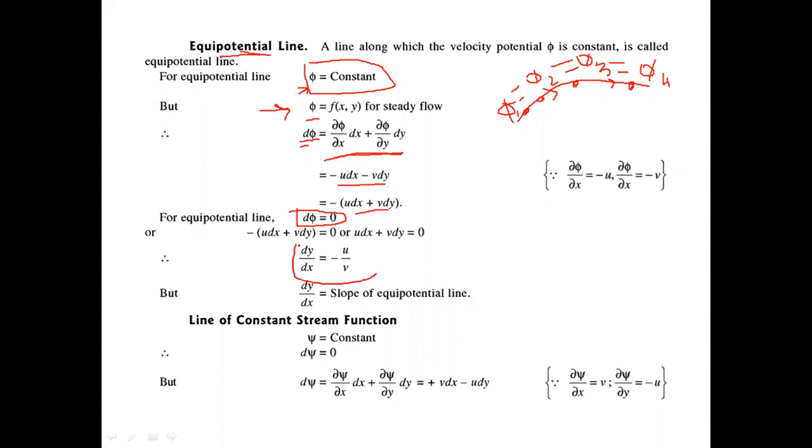What I am doing is, you take u dx to the other side, so it will become v dy is equal to minus u dx. So dy by dx will become equal to minus u by v.